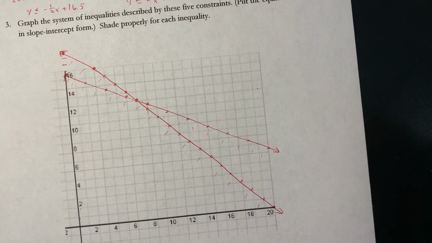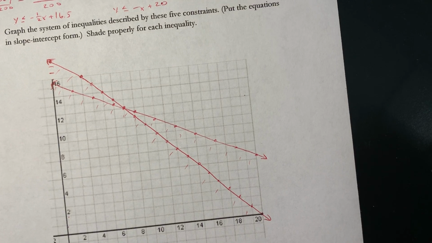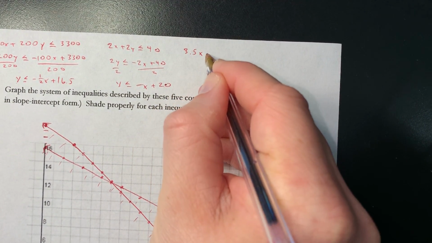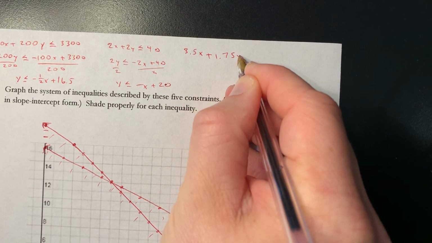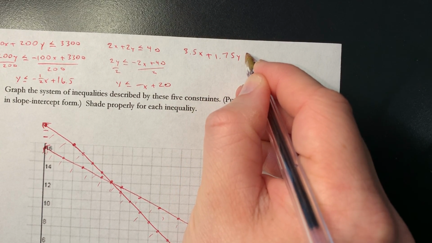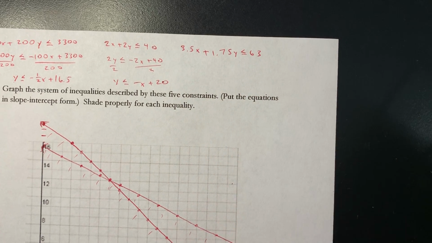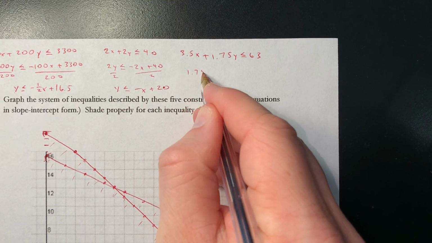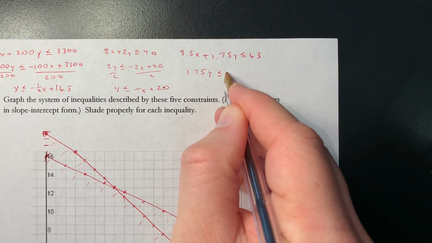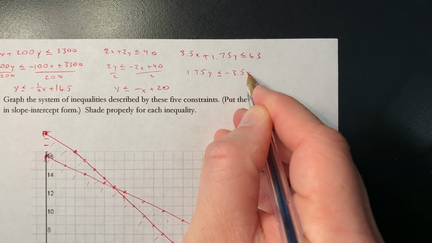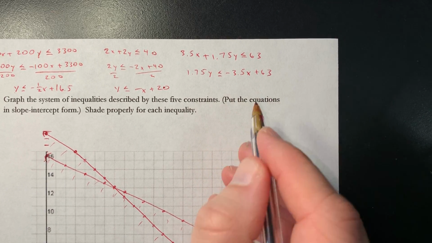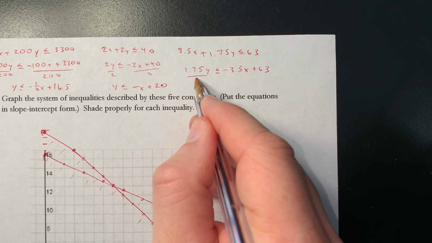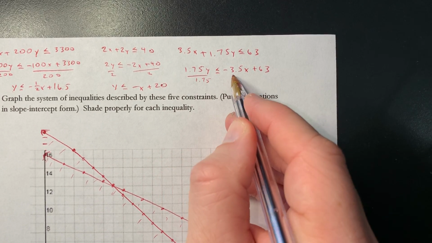Okay, my next line is 3.5x plus 1.75y is less than or equal to 63. Okay, so again we're going to solve for y, so 1.75y is less than or equal to negative 3.5x plus 63. Okay, then I'm going to divide everything by 1.75.